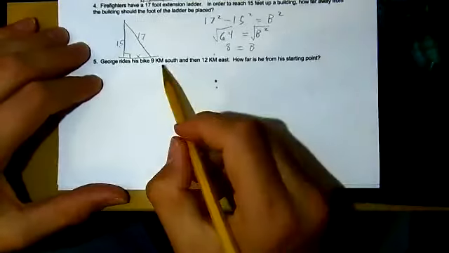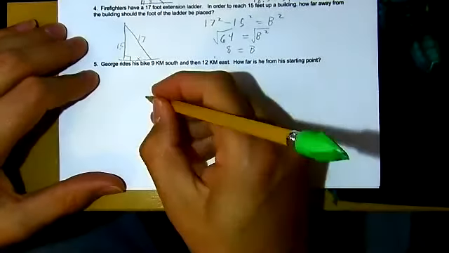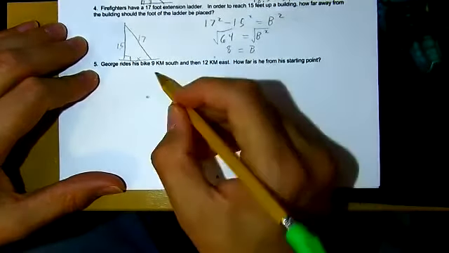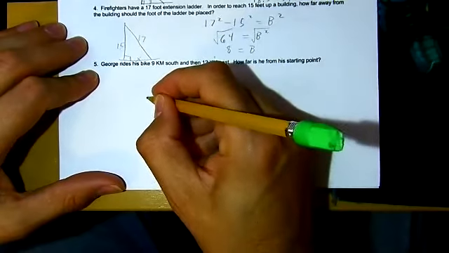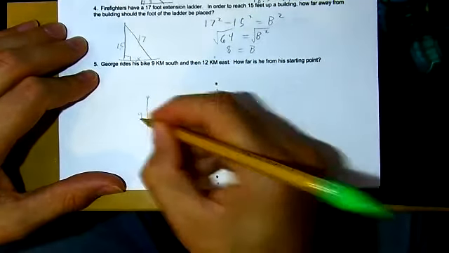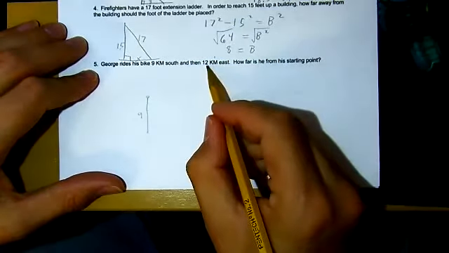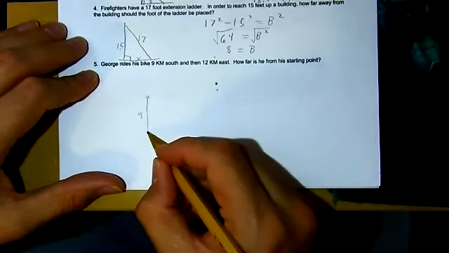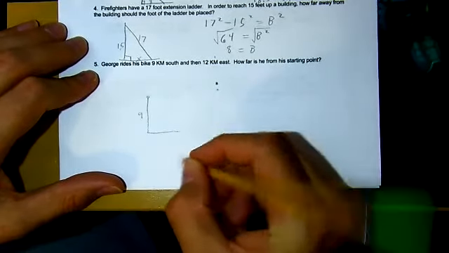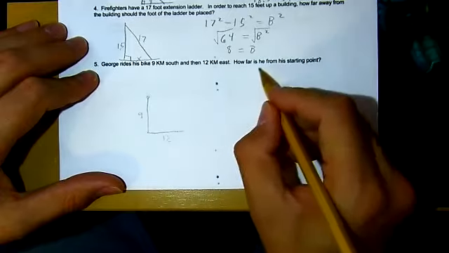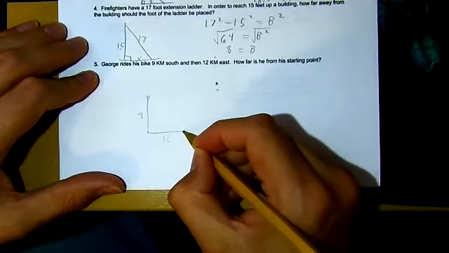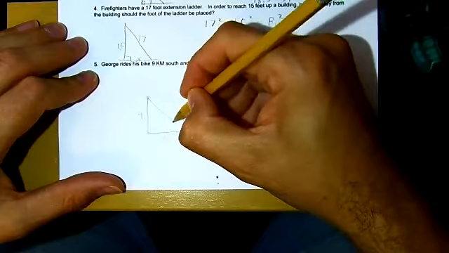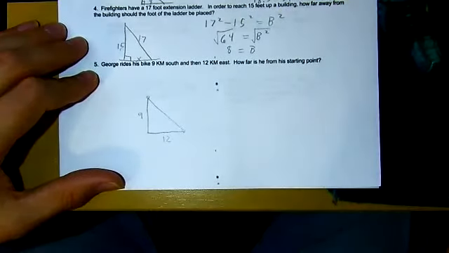George rides his bike 9 kilometers south. So here's your starting point. So if he goes 9 kilometers south, he's going like that. Then 12 kilometers east, which would be this direction. How far is he from his starting point? So they're wanting to know the length of that line.